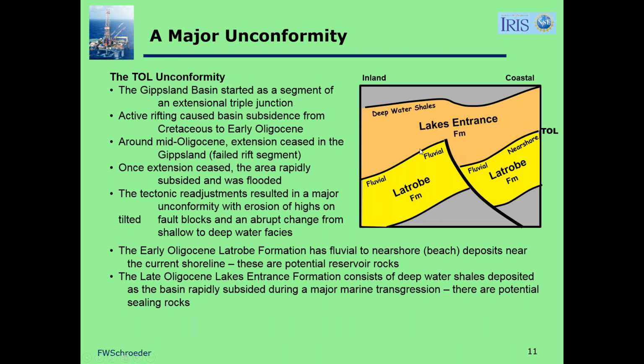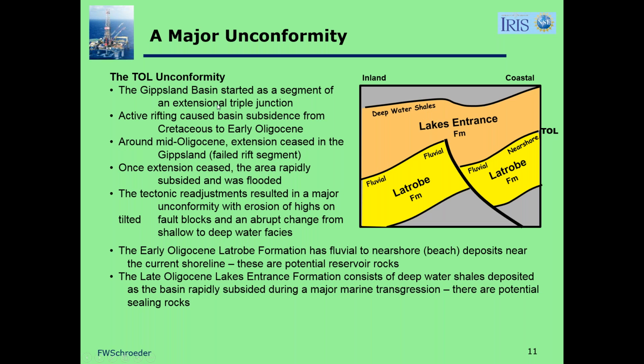The fluvial and nearshore deposits are called the Latrobe Group or Latrobe Formation. The overlying deep water shale is the Lake Entrance Formation. And so there's a big unconformity that separates the Latrobe from the Lake Entrance, and that unconformity is referred to as the top of Latrobe unconformity, or TOL for short.